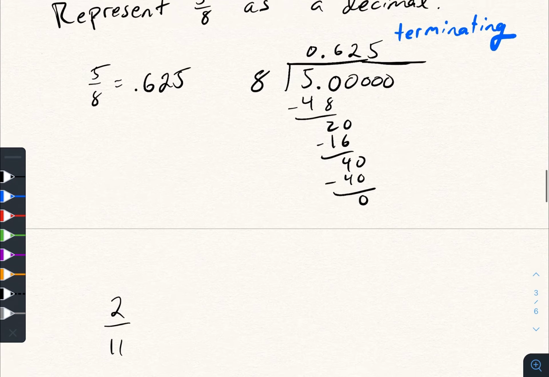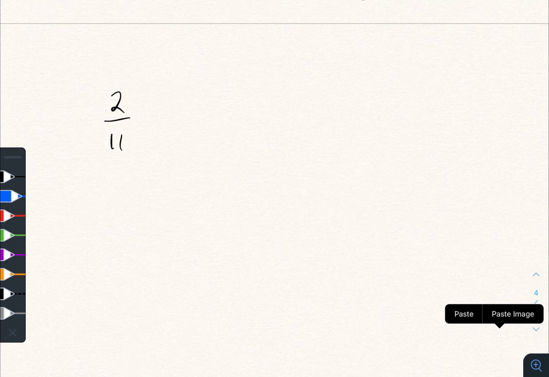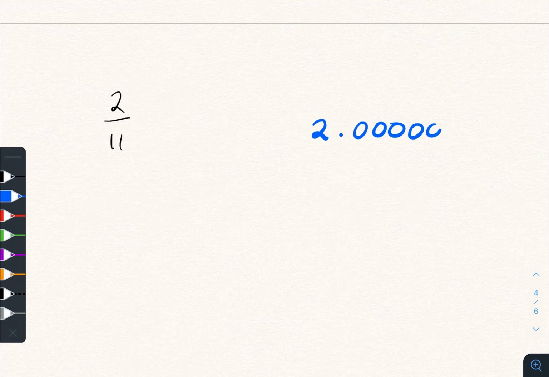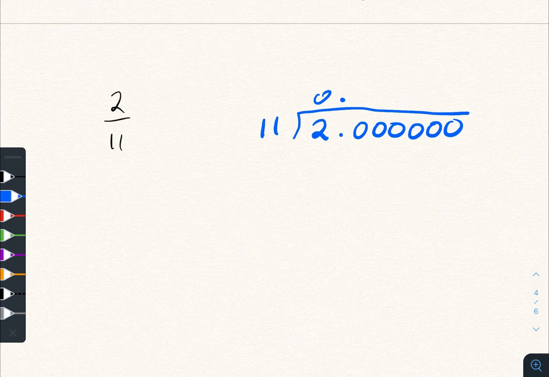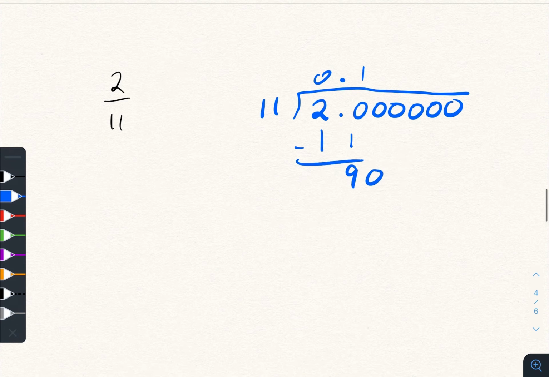So what do non-terminating decimals look like? So 2/11ths, let's do it for that. So 2 divided by 11. All right, how many times does 11 go into 2? 0 times. How many times does it go into 20? Once. Ignore the decimal. We get a 9. Bring down a 0. How many times does 11 go into 90? 8 times. You get 88. And then you get a 2.